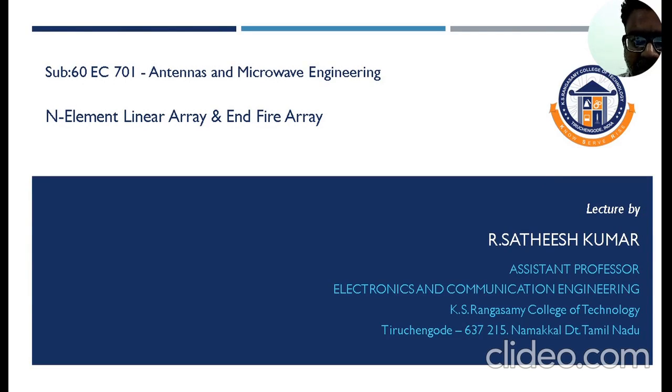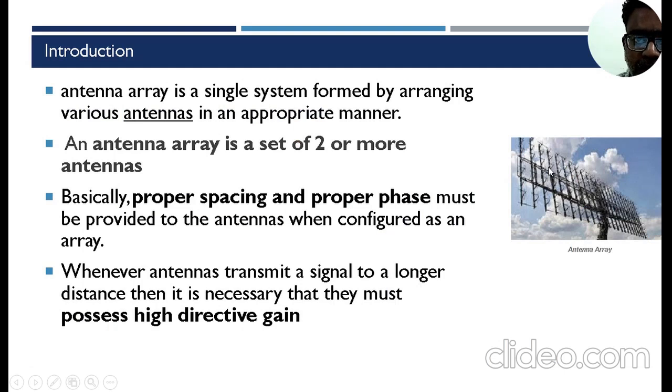Rangasamy College of Technology. Today we will discuss a topic on n-element linear array and n-pair array. So first we see what is antenna array. An antenna array is a single system formed by arranging various antennas in an appropriate manner. An antenna array is a set of two or more antennas. Basically, it has proper spacing and proper phase with each other.